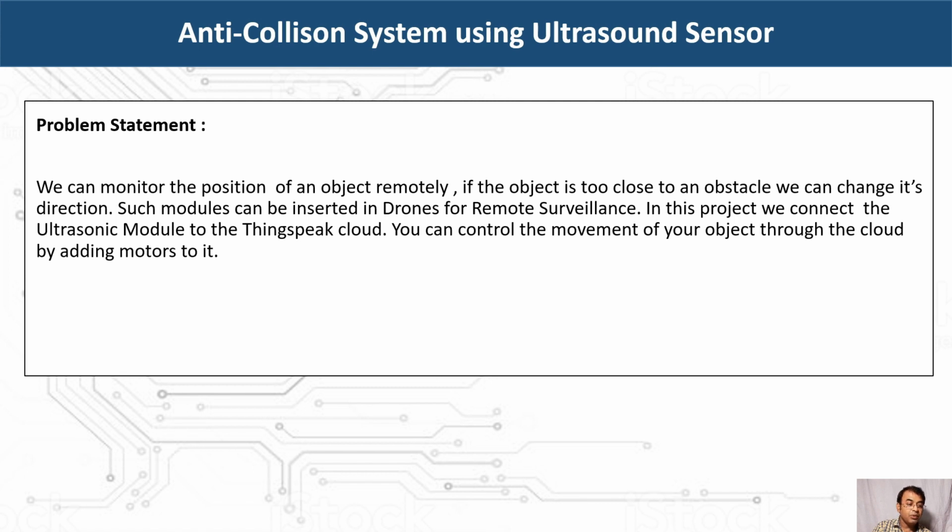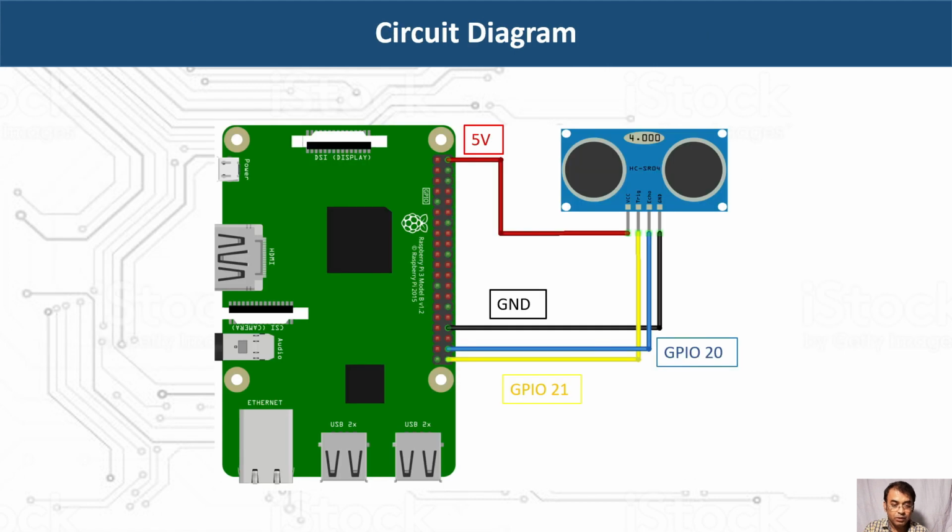In this project, we connect the ultrasound module to the ThingSpeak cloud. You can control the movement of your object through the cloud by adding motors to it. So this is the circuit diagram. This is the ultrasound sensor and the Raspberry Pi. I told you ultrasound sensor has 4 pins. The number 1 is VCC, which is connected to 5 volt.